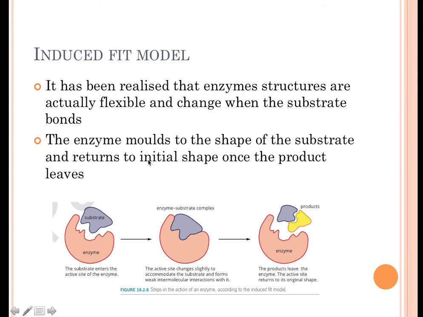The other model is actually recognizing the fact that enzymes are a little bit squishy and they do move slightly. So what we're saying here is that it's not exactly an exact fit, but as it enters, the active site changes just a little bit. And that is actually important in the catalysis, because that can twist the substrate a little bit in order to weaken some bonds and get them able to break apart without having so much energy input. Okay? Same idea though, as soon as the products leave, we're then getting the active site back to its original shape. This one we'd call the induced fit model, because we induce it to fit a little bit.